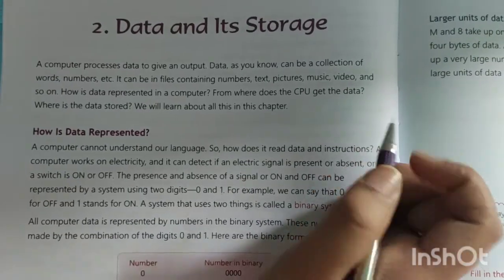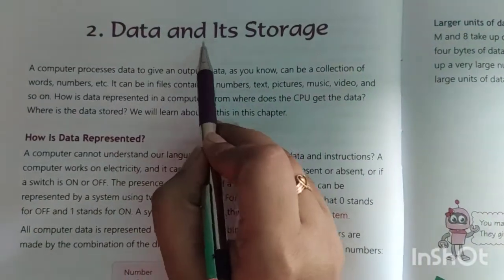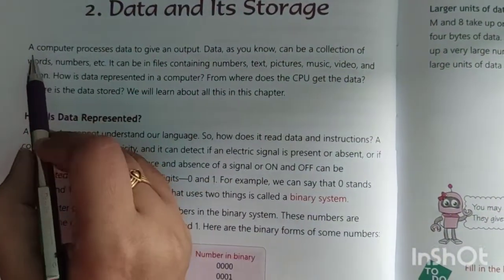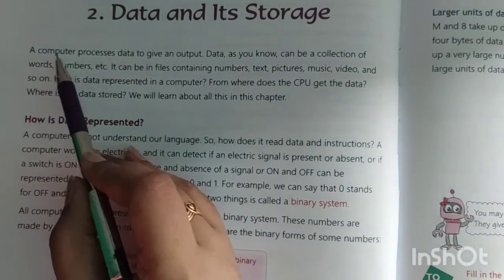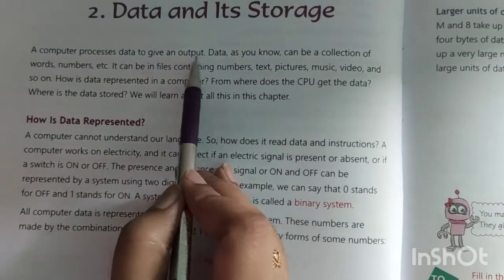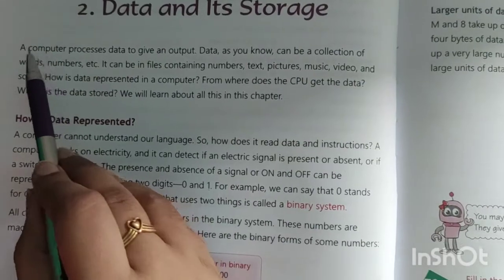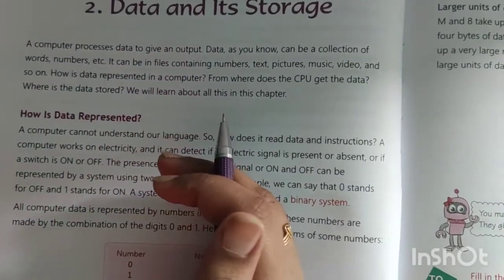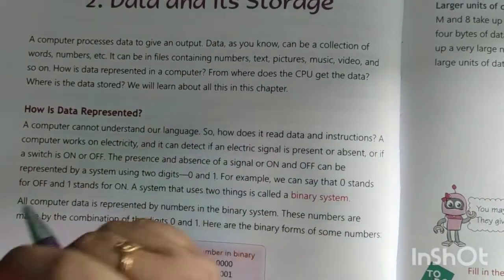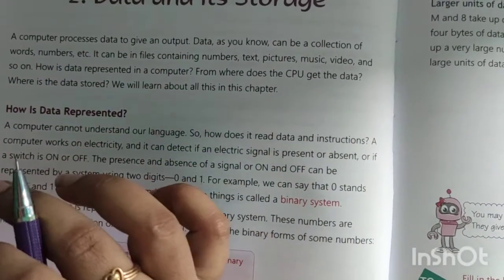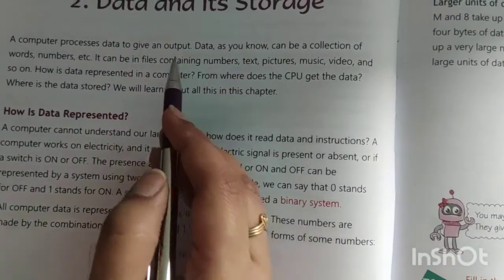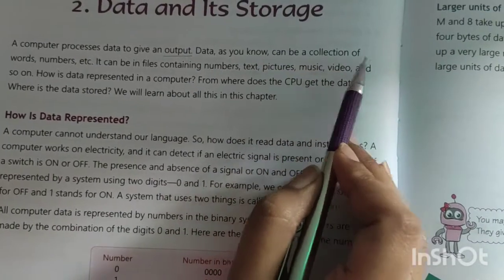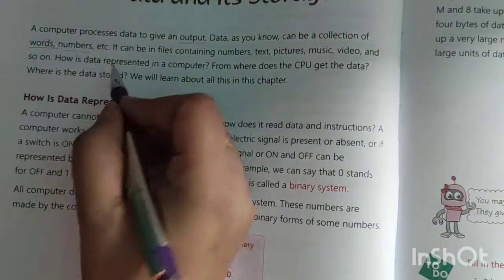From our book page. The chapter is Data and Its Storage. Page number 12. Once you go through the chapter, a computer processes data to give an output. You know how we get the output. We have to give data at first through our input devices, and then after it's processed, we are getting the output.